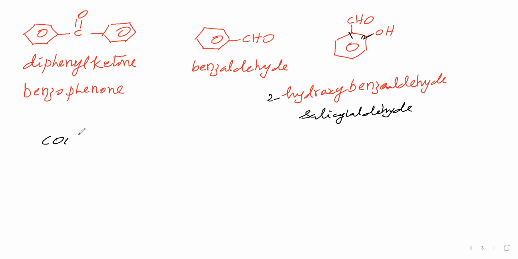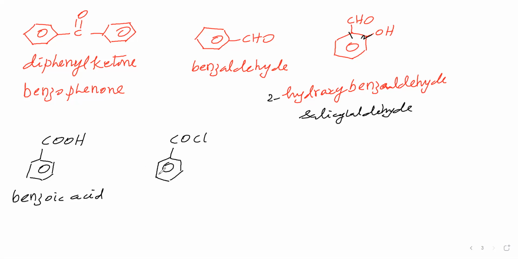Next we will take COOH with the phenyl ring. This name is benzoic acid. Next, COCl with the phenyl ring. What is the name of this one? It is benzyl chloride.